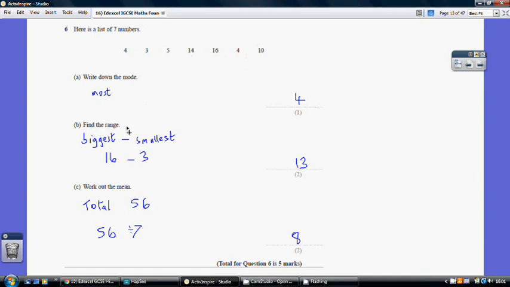For part B, find the range. Well, the range of a set of numbers is the biggest number, take away the smallest number. So that's going to be 16, take away 3, which is 13.